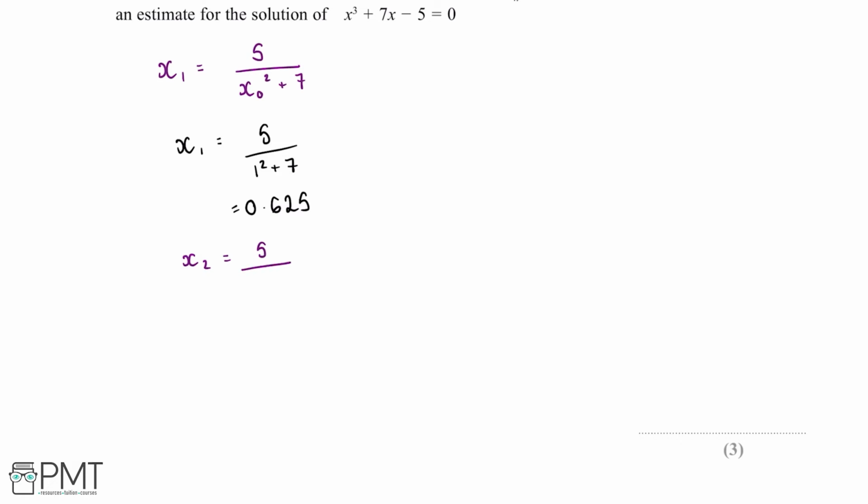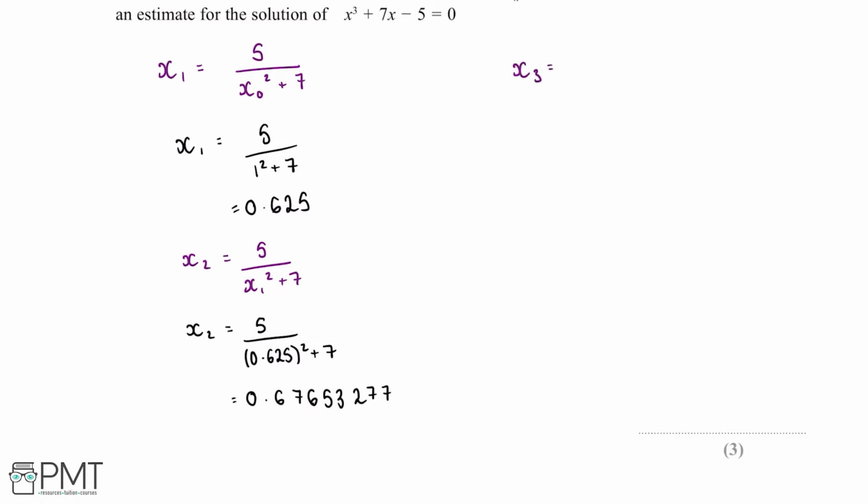So we can use the same process to find the value of x2. So x2 will be equal to 5 divided by x1 squared plus 7. And we can either use our answer button on our calculator to substitute in the value for x1, or we can type in 0.625. Either way will work. So this tells us that x2 is equal to 5 divided by 0.625 squared plus 7, which gives us an answer of 0.67653277.